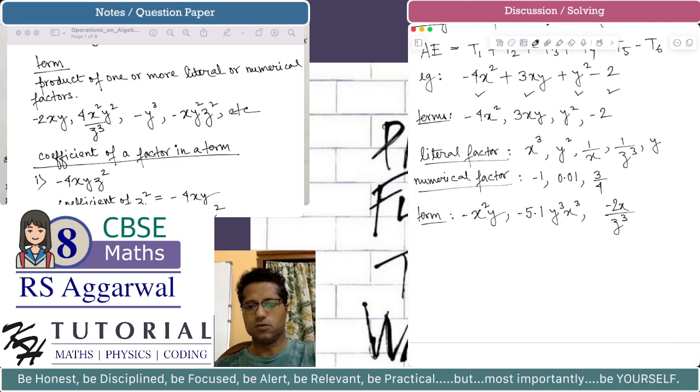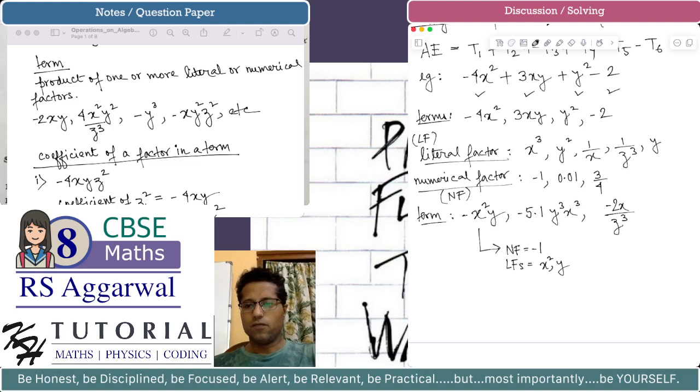Now let's see, for this term, what are the literal factor and numerical factor? Let's abbreviate numerical factor as NF and literal factor as LF for the sake of discussion. For the term minus x square y, the numerical factor is equal to minus 1, and the literal factors are x square and y.